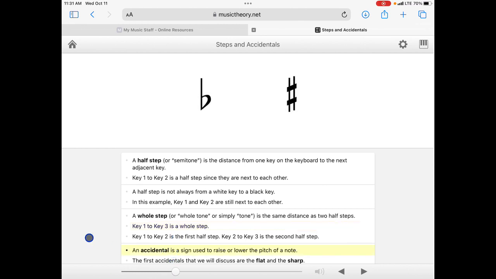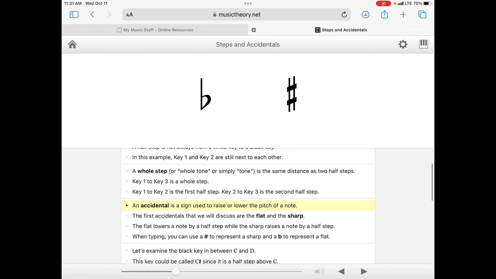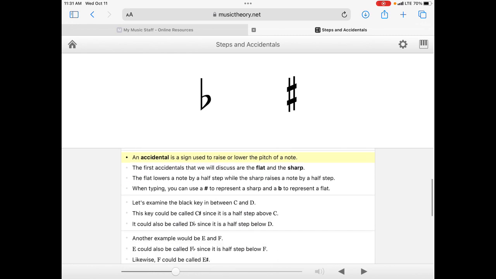An accidental is a sign that is used to raise or lower the pitch of a note. Okay, so here we have our first accidental, which is going to be a flat, and the next one is going to be a sharp. Now, a flat lowers the note by a half step, while the sharp raises the note by a half step. So think of a flat tire, and a piercing sound. It kind of upgrades it a little bit.